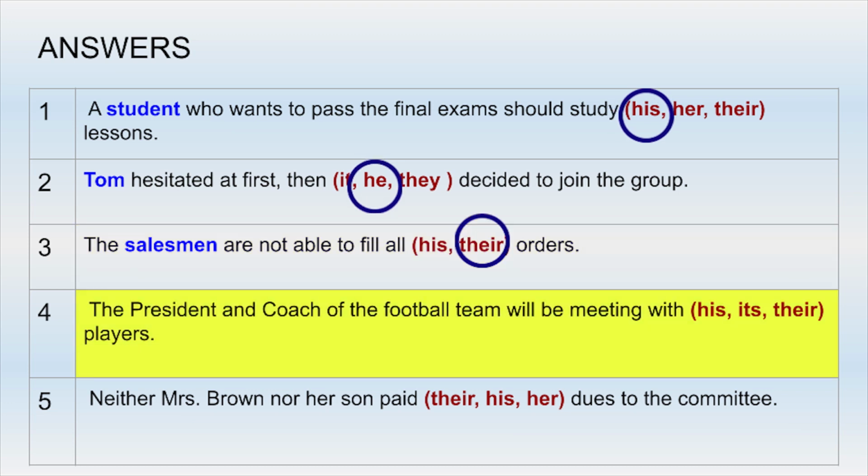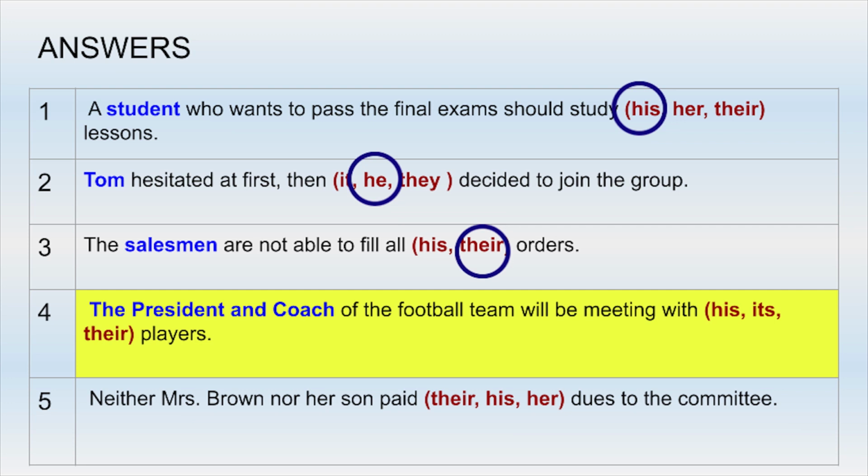Number 4. The president and coach of the football team will be meeting with his, its, their players. We have two antecedents that are connected by and. Our guideline says when two antecedents are connected by and, a plural pronoun must be used. In that case, our pronoun would be their. However, are the president and coach two different persons or one person holding both positions?